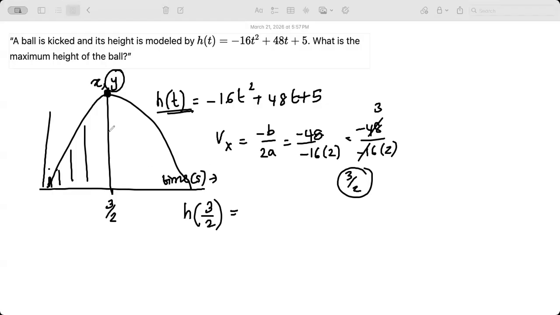3 by 2, right, ma? Yeah, 3 by 2. So that is the x value, 1.5 seconds. That is in seconds, right? 1.5 seconds it is at this point x.